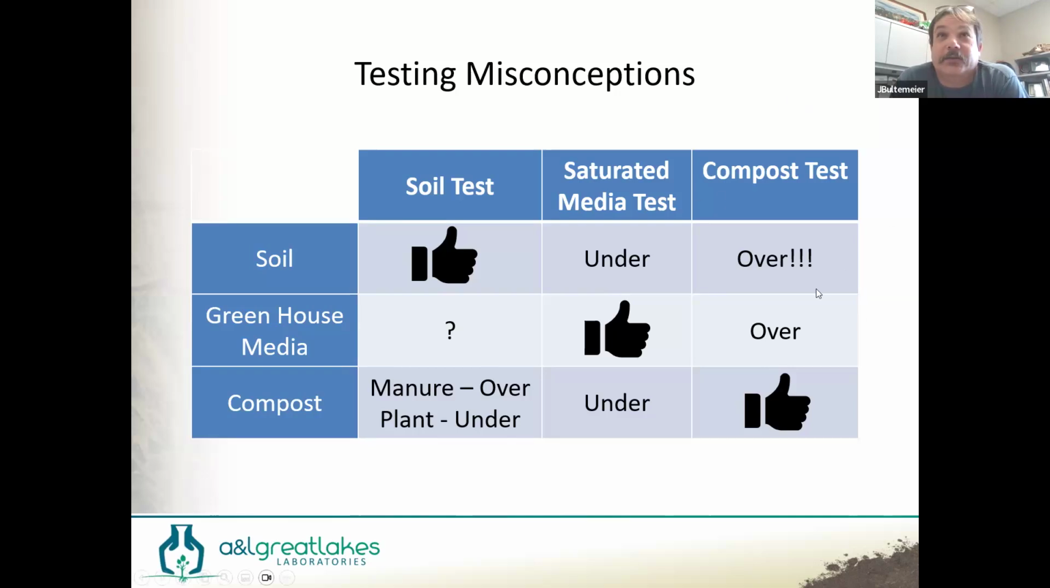If I do a compost test on a soil, I will greatly overestimate because I'm going to get pretty harsh on how much of that soil I try to dissolve in my acid microwave bath. And again, same thing, I'm going to overestimate because those are totals. That's a really aggressive digestion. So I'm pretty confident that if you use a soil test on anything but soil, you're going to get a bad number.